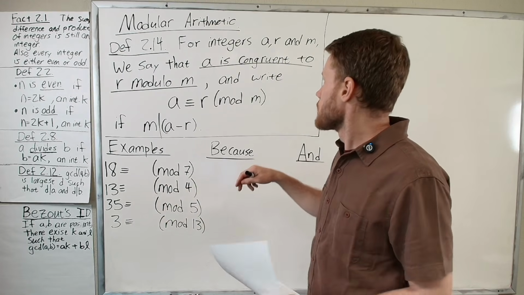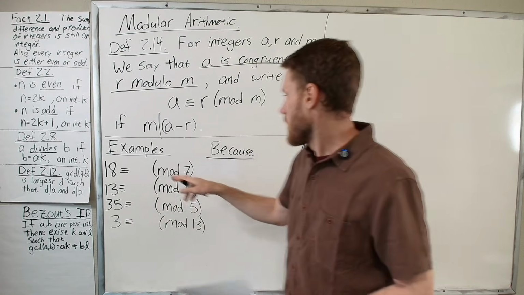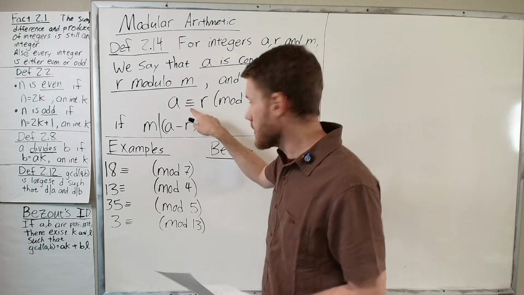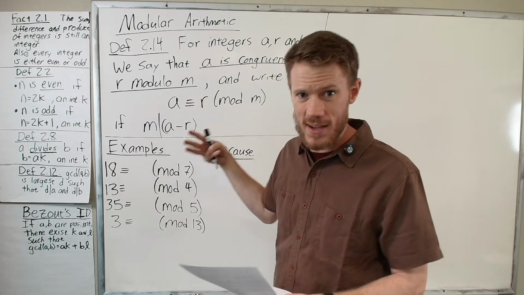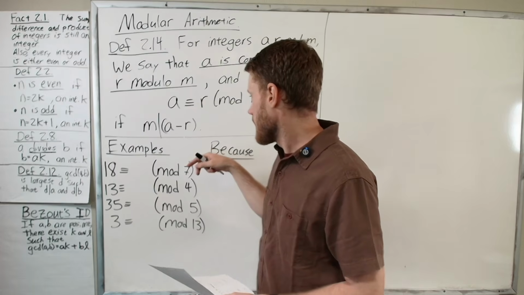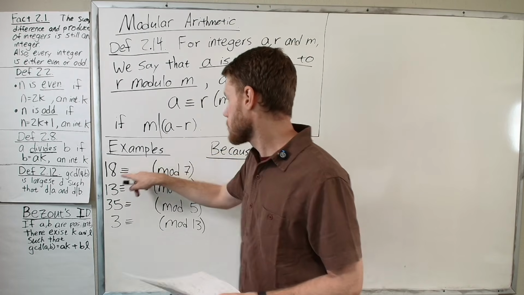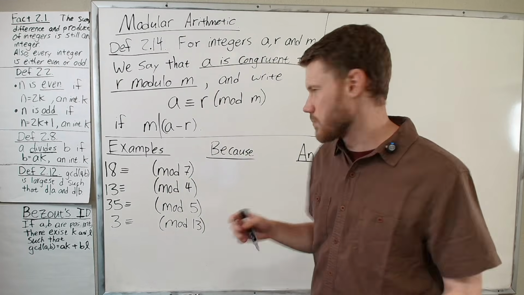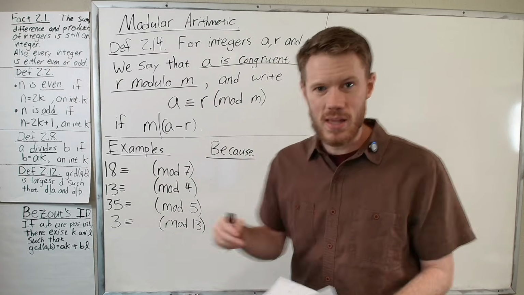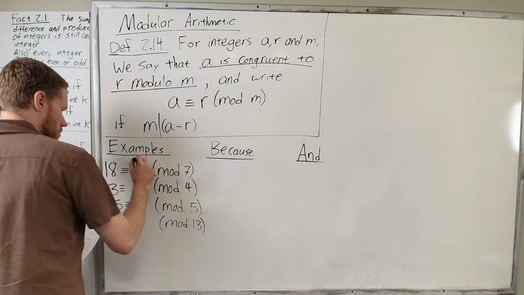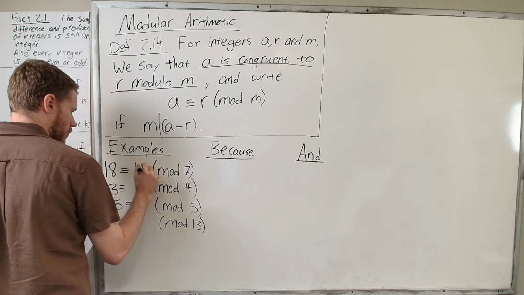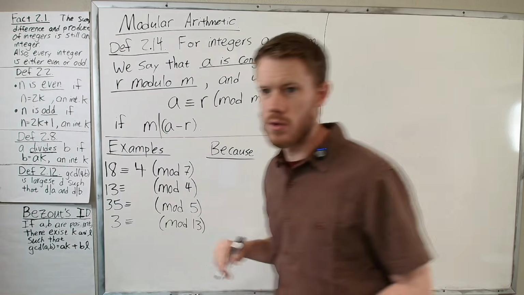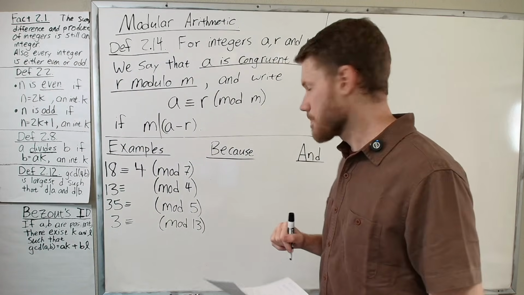Okay, so what does this mean? 18 is congruent, so it's an equal sign with 3 lines, 18 is congruent to something mod 7. So let's figure out what that something will be. Maybe I'll give you this first one: 18 is congruent to 4 mod 7. So why is that the case? Why is 18 congruent to 4 mod 7?